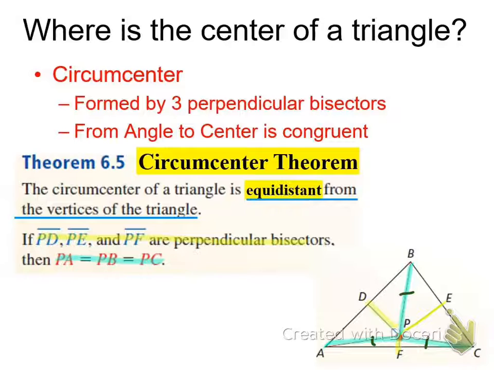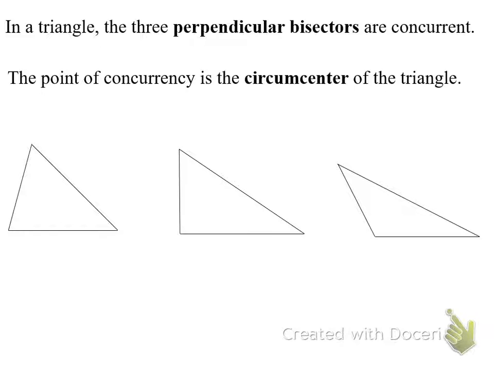So do you see what I have written at the top of the board, these three things? You need to memorize that. Perpendicular bisectors form a circumcenter. The circumcenter is from the center to the angles is congruent. You need to memorize that. This section is just a little bit of memorization. I'm going to show you why they are the way they are because it's hard just being told it.